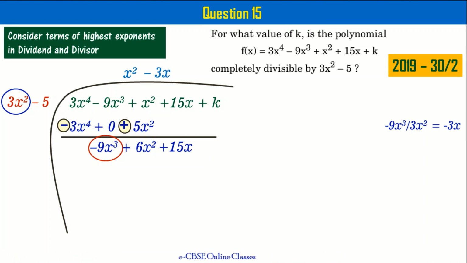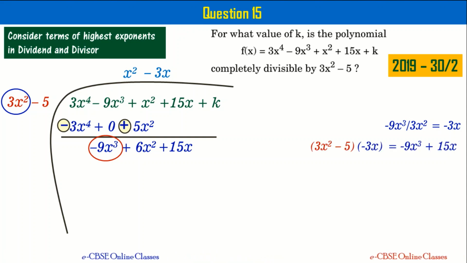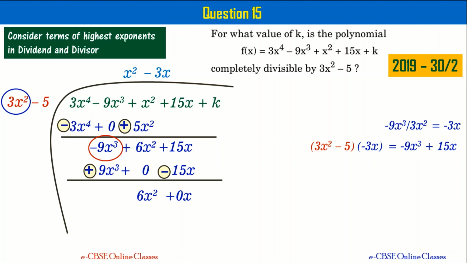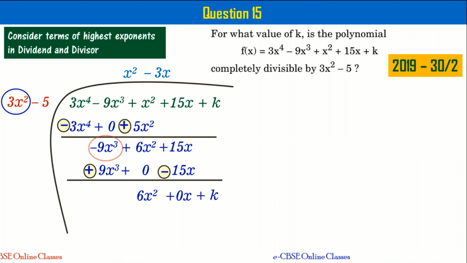here. And the next step is multiply 3x square minus 5 with minus 3x such that you get answer minus 9x cube plus 15x. Let's subtract this from previous expression. And when you subtract, what you get is 6x square. Let me bring k down now. So the expression I have is 6x square plus k, right?